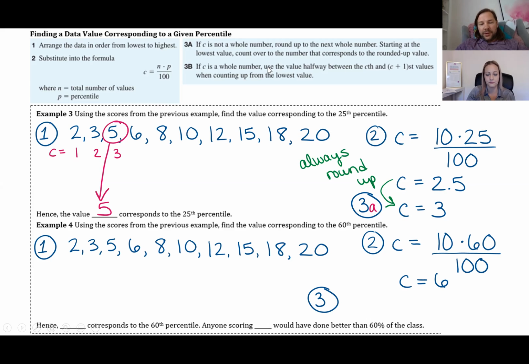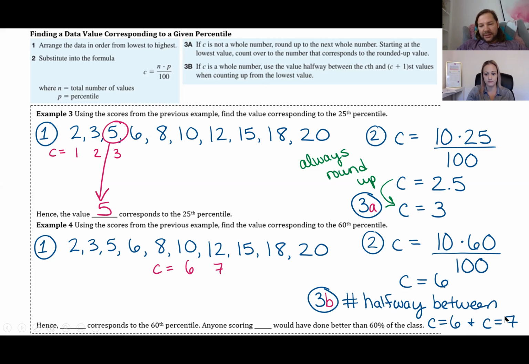So what we're going to do is we're going to count over 6 spots and 7 spots. So we go to C and C plus 1, and then we take the value in between those 2. So we're using 3B, and so we have to take the number halfway between C equals 6 and C equals 7. So count over. C equals 6 corresponds to 10, and C equals 7 corresponds to 12, and we want to take the value halfway between those. So again, you're just taking the mean. So you take 10 plus 12 divided by 2, and you get 11.